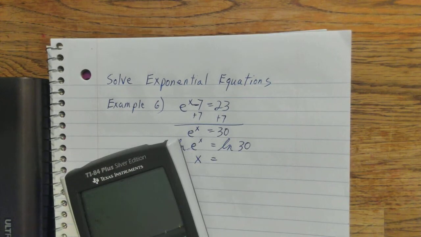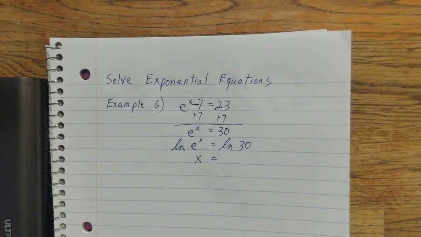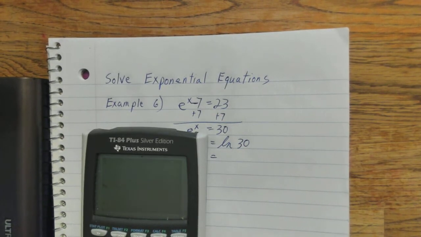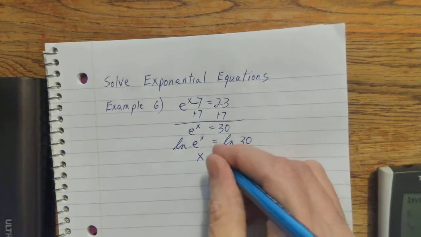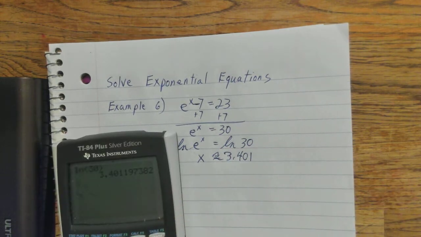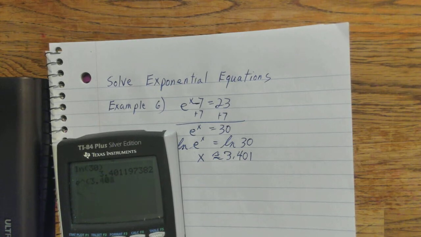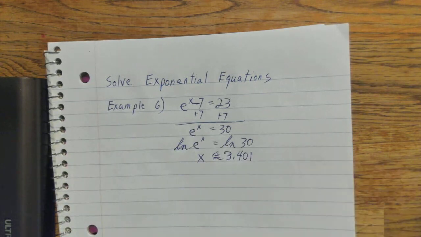All right, grab this calculator. Natural log of 30 is 3.401. That's an approximation. And just to check, if I take e, which is second, and then natural log, e to the power of 3.401, and then I subtract 7, I want to see how close to 30 that is. That's 22.99. That's good enough for government work.